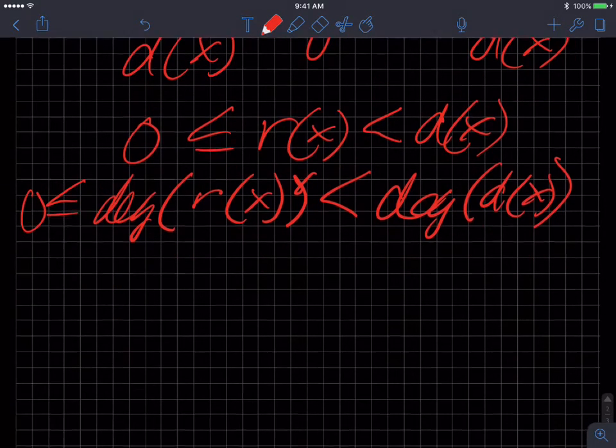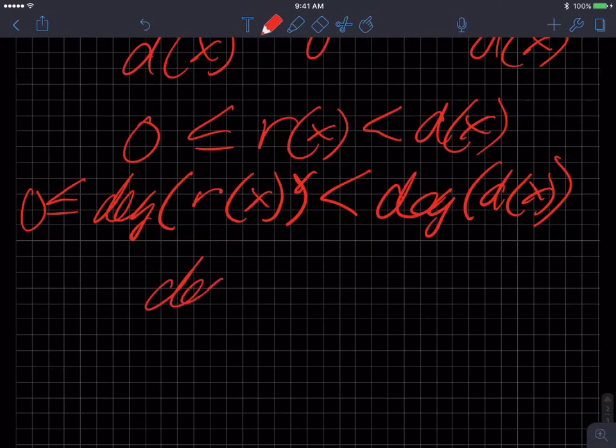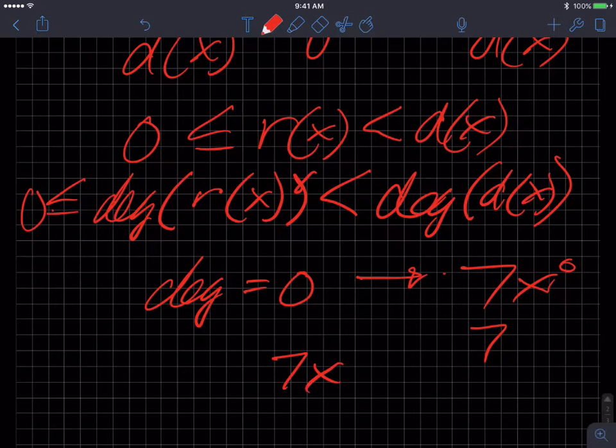So for instance, a polynomial with degree equal to 0 is 7. Because x to the 0 is 1, so we just write 7. So that would be a degree equal to 0. Degree greater than 0, 7x, because that has a degree of 1. But the degree of the remainder is always going to be less than the degree of the divisor.